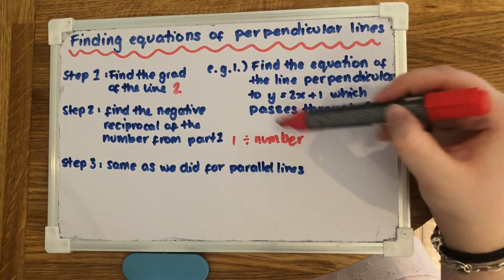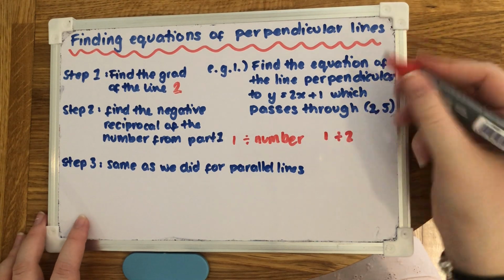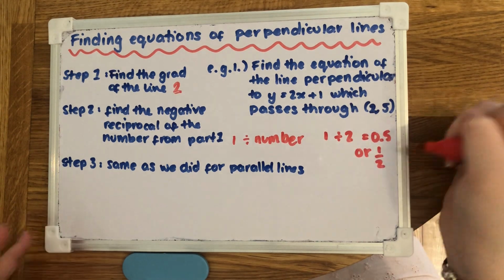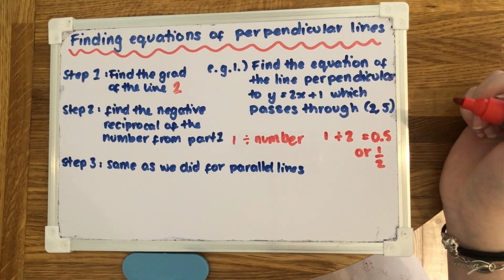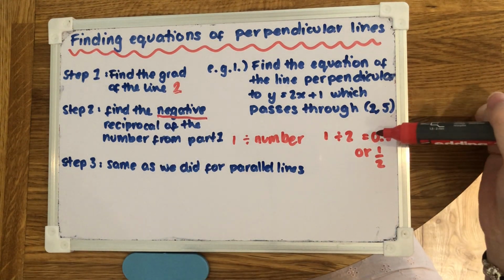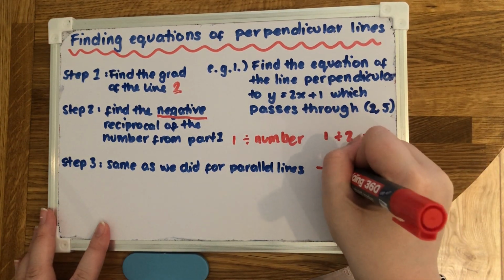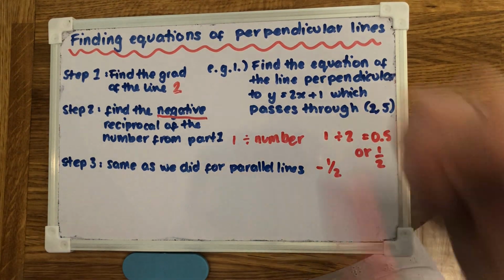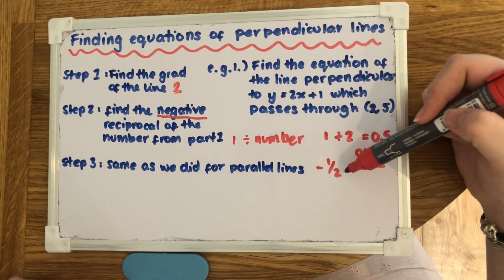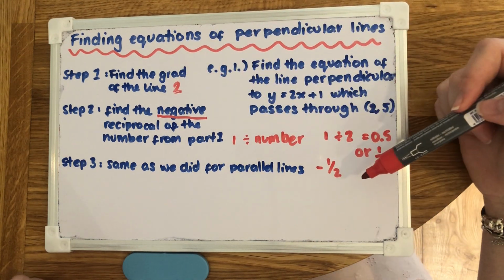Because the number that we have is 2, we're going to do 1 divided by 2, which you could write as 0.5 or 1/2. I'm going to be using a half, but it doesn't actually matter. Now it says negative reciprocal, so we can't just leave it as 0.5 or a half. It's actually going to be negative. If, say, for step 1 the gradient was -2, then for step 2 you're going to have positive a half. So the signs between step 1 and step 2 should always be different.